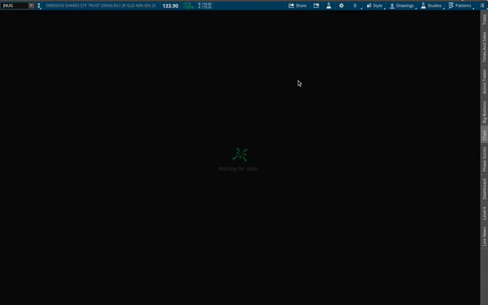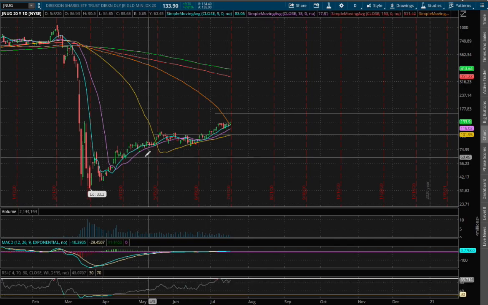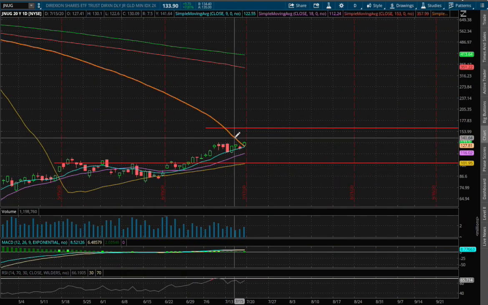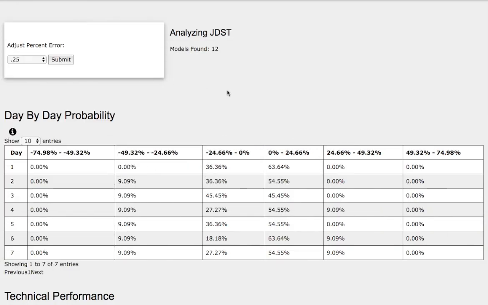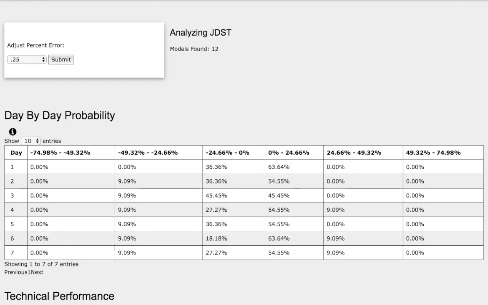As for the daily chart, we also see that we have not reached overbought RSI yet, and we have encountered somewhat of resistance on the 100-day moving average, this orange line. So let's head to the day-by-day probability model. For JNUG, we only have a small sample size of 2 models found, so instead we'll be using JDST as our support and resistance levels, so up 24% and down 24%.